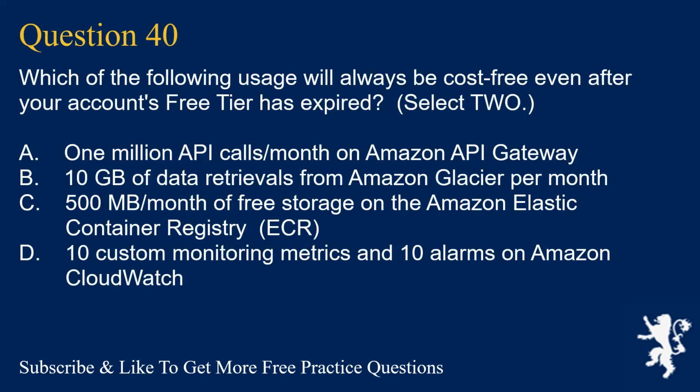Question 40. Which of the following usage will always be cost-free even after your account's free tier has expired? Select 2. A. 1 million API calls/month on Amazon API Gateway. B. 10 GB of data retrievals from Amazon Glacier per month. C. 500 MB per month of free storage on the Amazon Elastic Container Registry, ECR. D. 10 custom monitoring metrics and 10 alarms on Amazon CloudWatch.